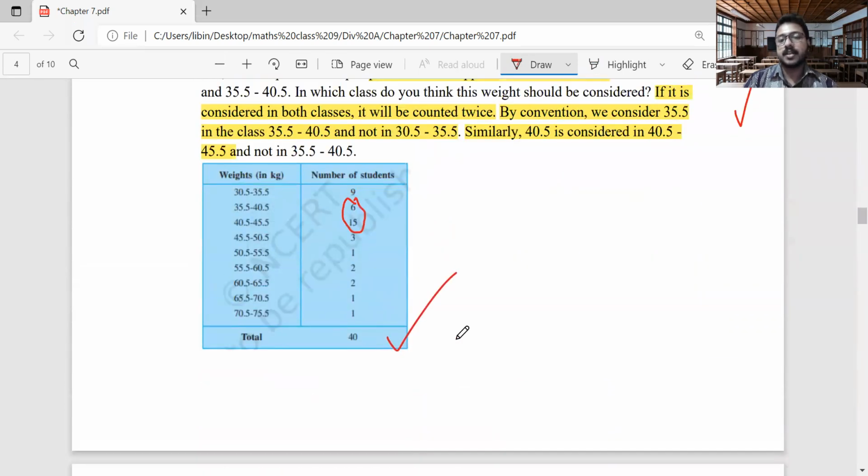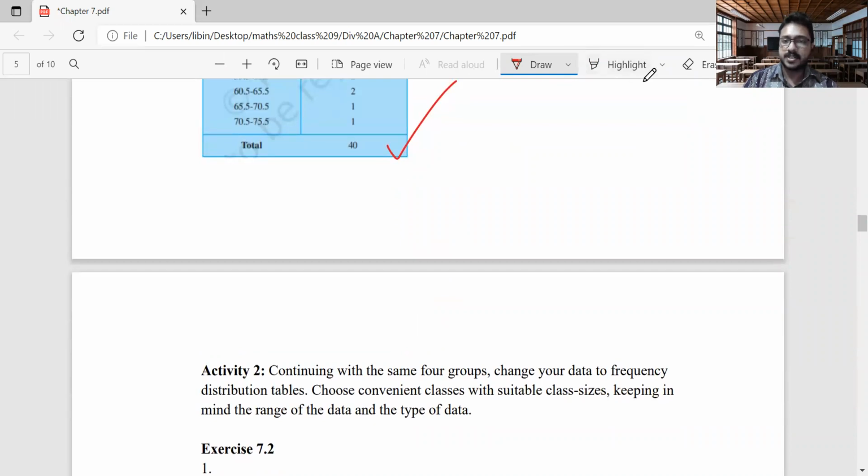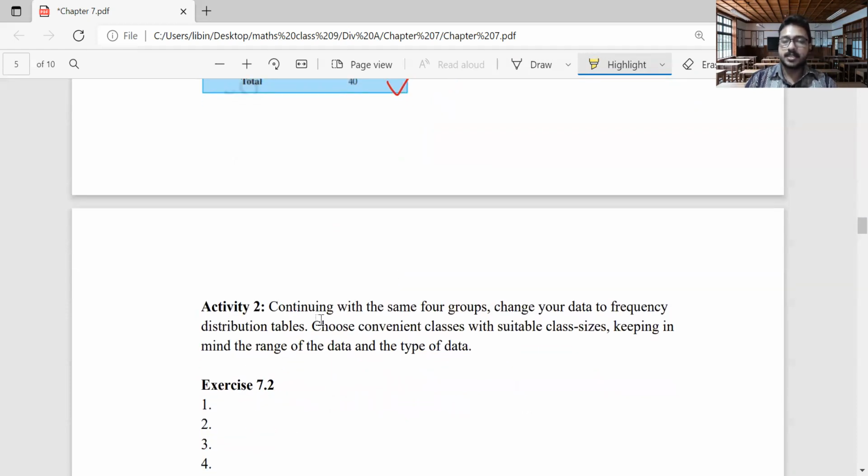Clear? And again, an activity is also given to you, because in the first activity we divided our class into 4 groups and collected some data. Now you are asked to convert that data into suitable class sizes and form a frequency distribution table, or grouped frequency distribution tables. And exercise 7.2 is also given to you. It is actually homework, you can do it, and if you face doubts you can ask me.